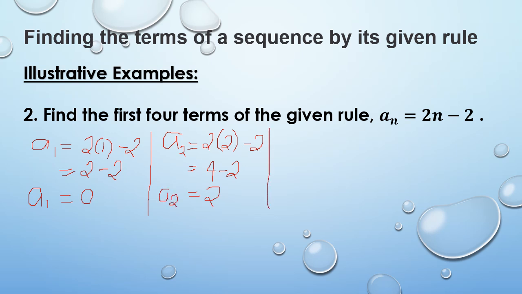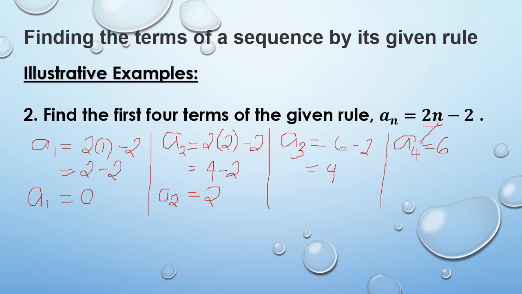Next, a sub 3. Can you solve for a sub 3? So a sub 3 will be 2 times 3, which is 6, minus 2. So 6 minus 2 is 4. Next, a sub 4. So we have 2 times 4. Our n now is 4. So 2 times 4 is 8, minus 2 is 6.